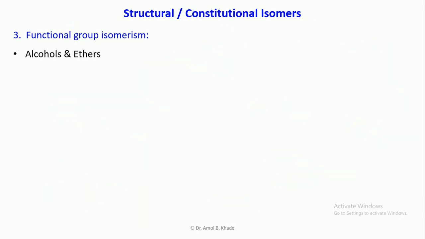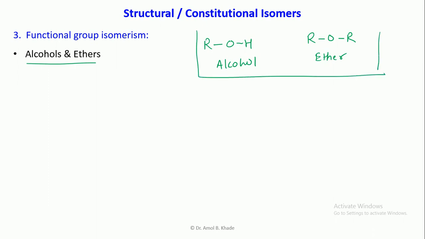Now next groups, that is alcohols and ethers. First we have seen aldehydes and ketones which can show functional group isomerism. Similarly, alcohols and ethers can also show functional group isomerism. If you remember the nomenclature, what is an alcohol? It is ROH. This is referred to as alcohol. And what is ether? Ether is ROR. This is referred to as ether. So these are the generalized formulas for alcohol and ether.